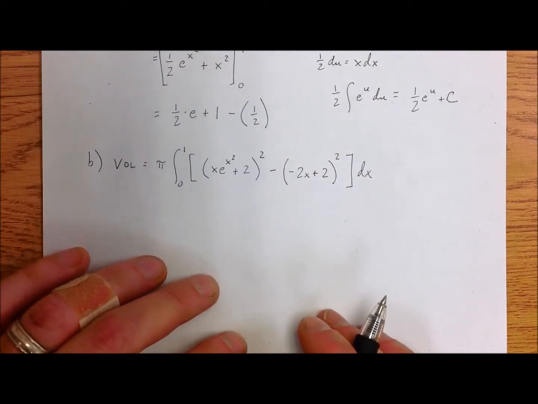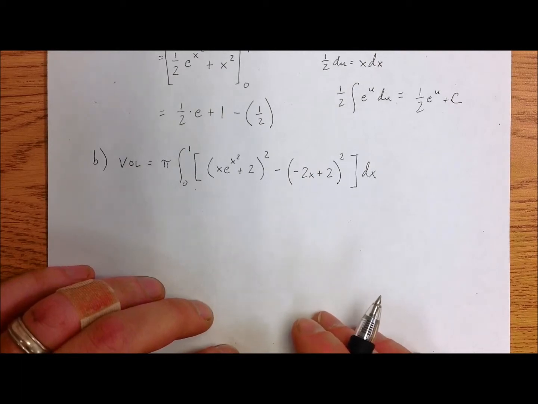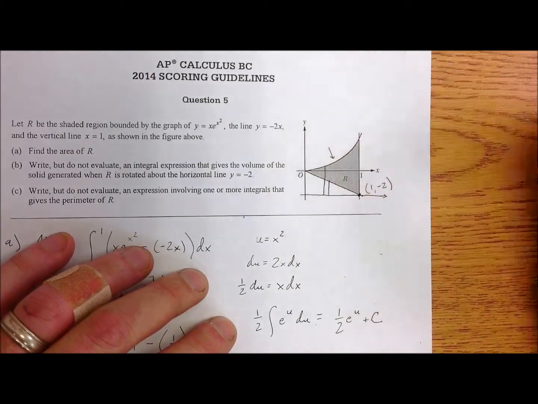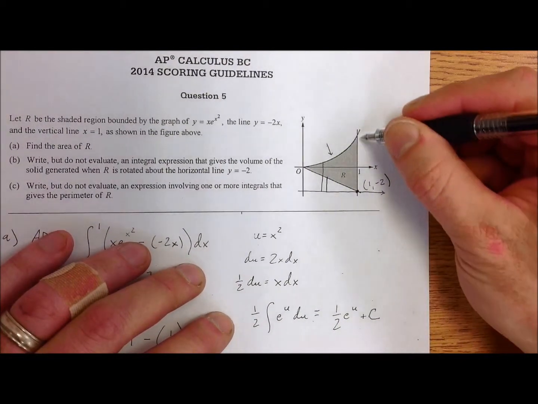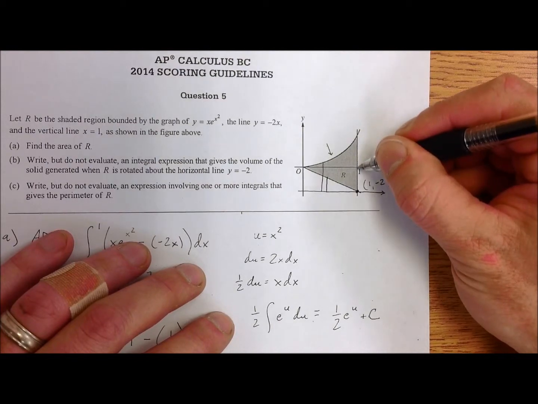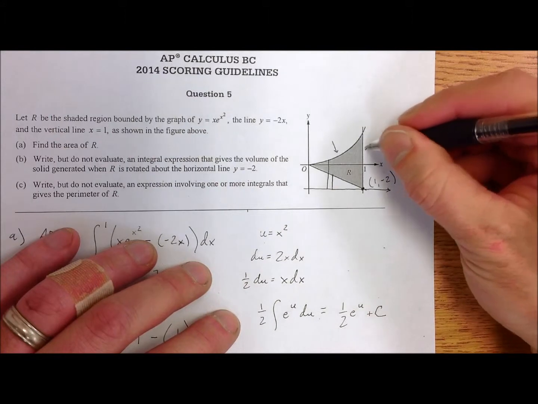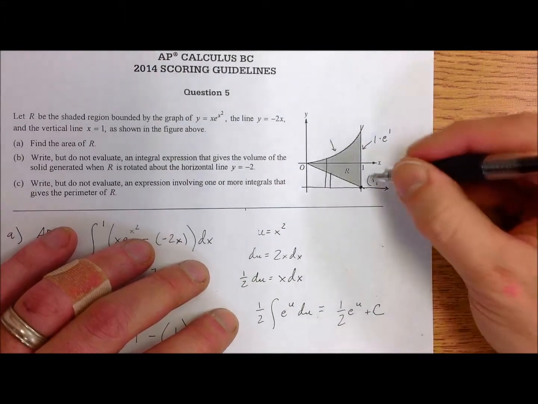For part C, write but do not evaluate an expression involving one or more integrals that gives the perimeter of R. So this will be the length of curve formula for this portion. That means you're going to need the derivative of that first function. Here, if you plug x equals 1 into the function, you would get 1 times e to the first.